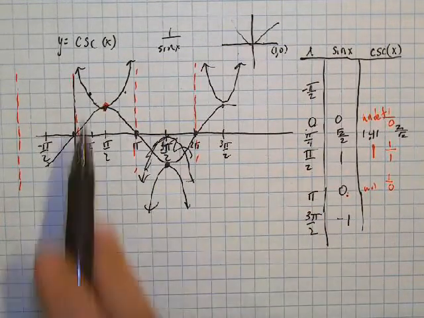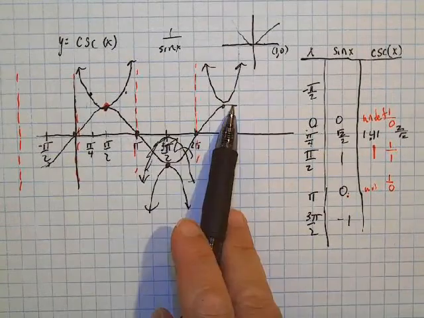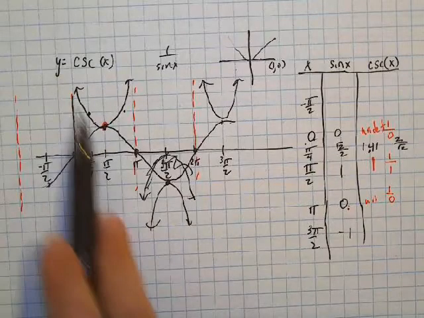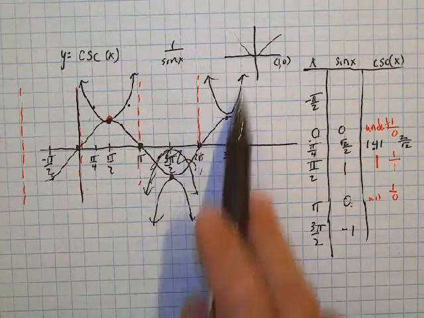So when I graph cosecant, I always start with the sine graph, I draw in my asymptotes, and then I connect at each of the peaks of the wave.